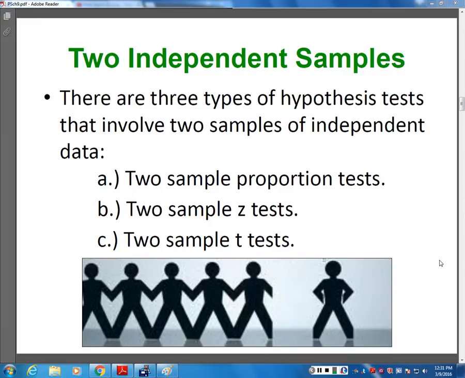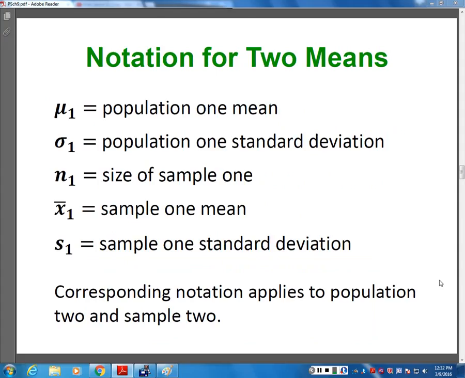As mentioned in an early video, there are three types of hypothesis tests that involve two samples of independent data. We've talked about the two-sample proportion test. Now let's talk about the two-sample z-test. Two-sample z-tests are tests involving two means.